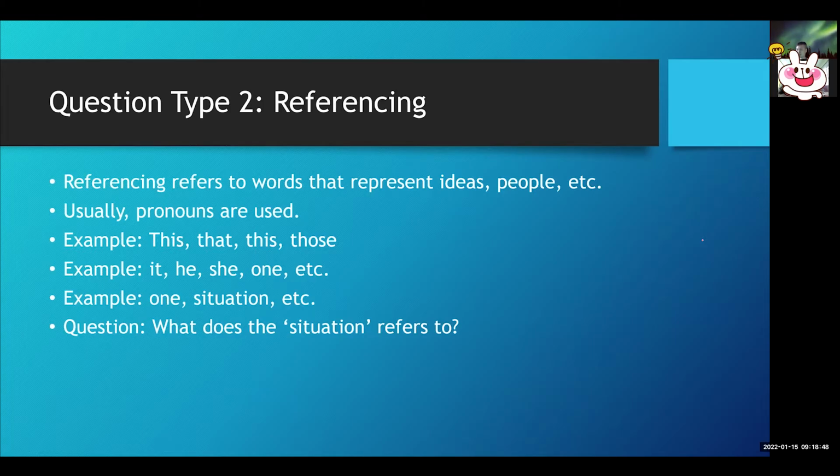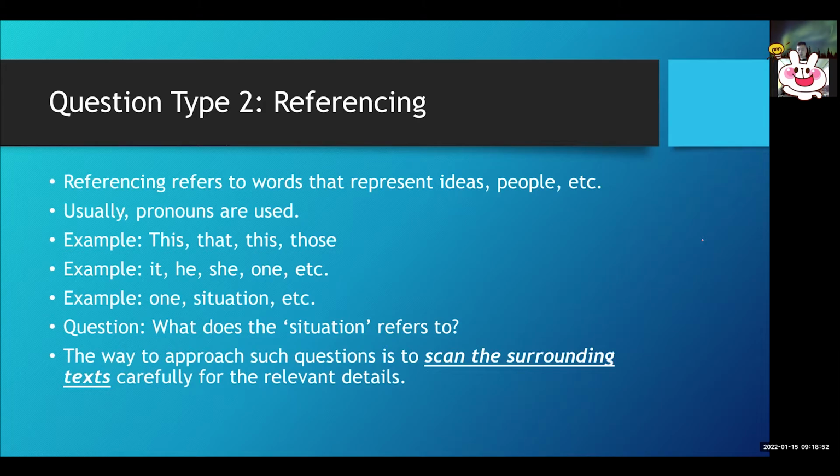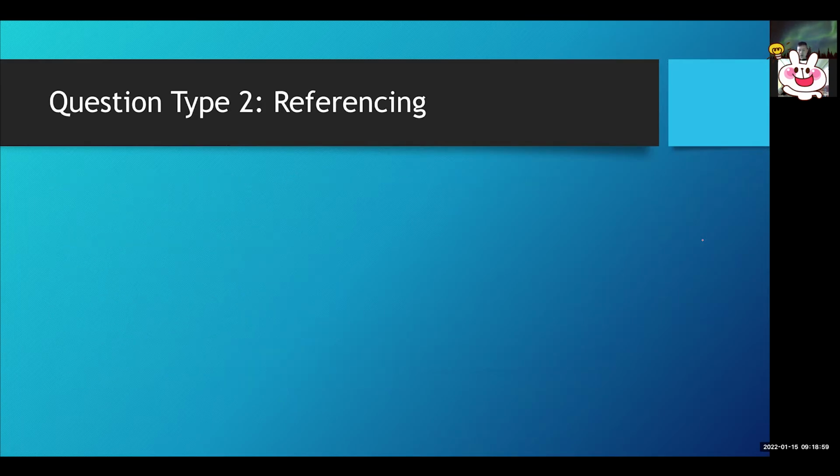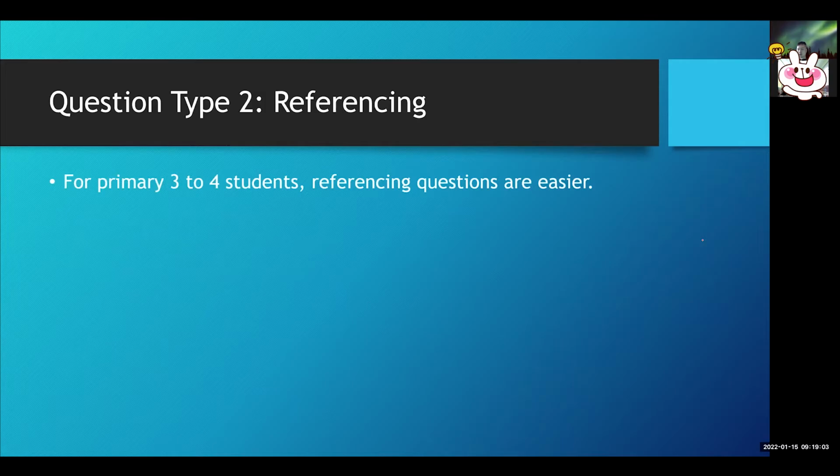This is called referencing. We go back to the passage. Scan the surrounding text carefully for the relevant details, and then you provide your answer. So for primary 3 to 4, referencing questions are easier. Let's take a look at the question format.